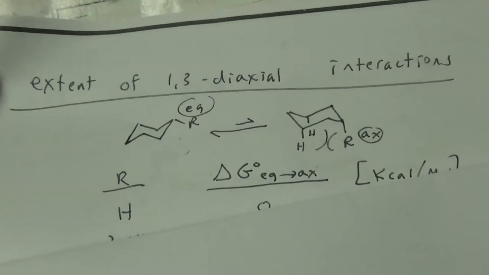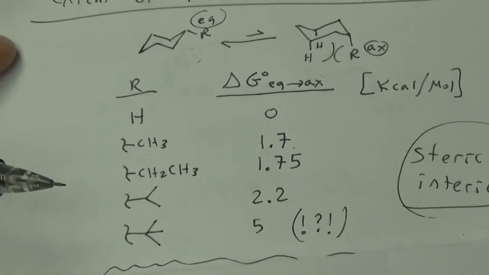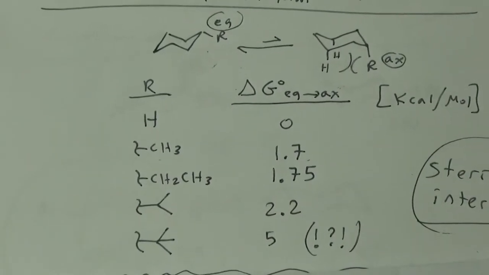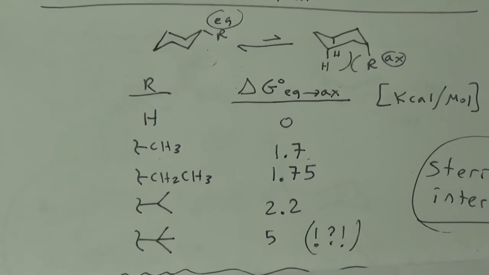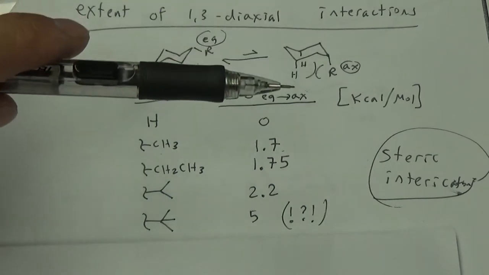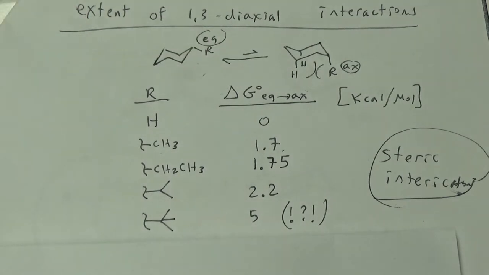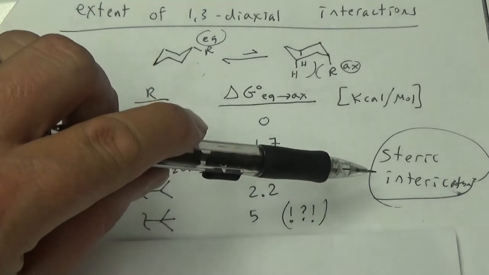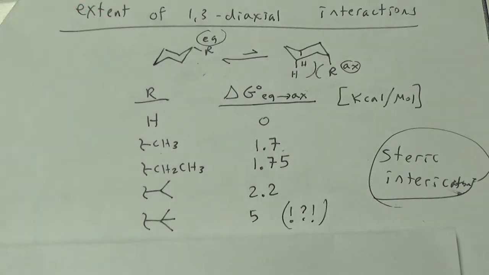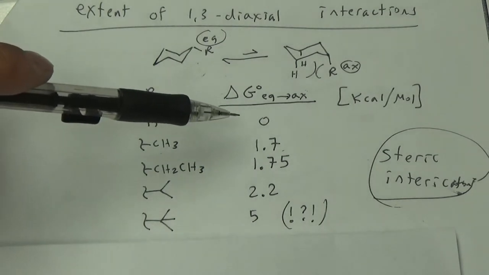Then we showed these delta G values. These are the quantitative extent of the 1,3 diaxial interaction. The 1,3 diaxial interaction refers to the fact that when it is axial, there are these 1,3 interactions with the Hs, and that's why axial is disfavored, right? And it's a steric interaction, which means it's a through space interaction, and the little parentheses suggest it's a through space interaction. And what we saw was that H has basically no interaction at all, right?